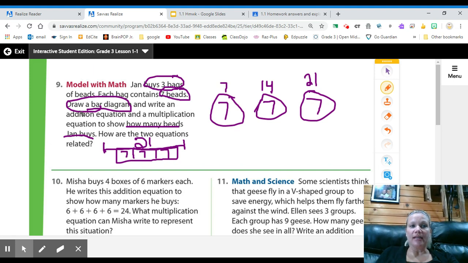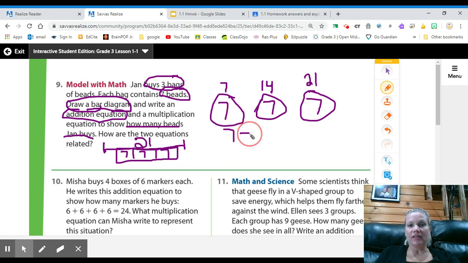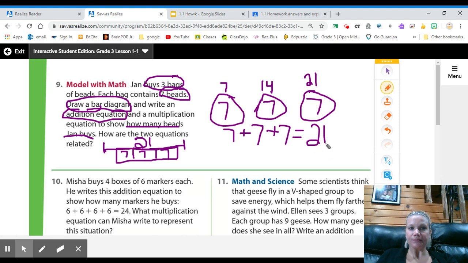Then it says to write an addition equation. So stop and write the equation. That's 1 group of 7 plus, here's my second group, 2 groups of 7 plus third group, 3 groups of 7. And we already decided that the answer is 21.